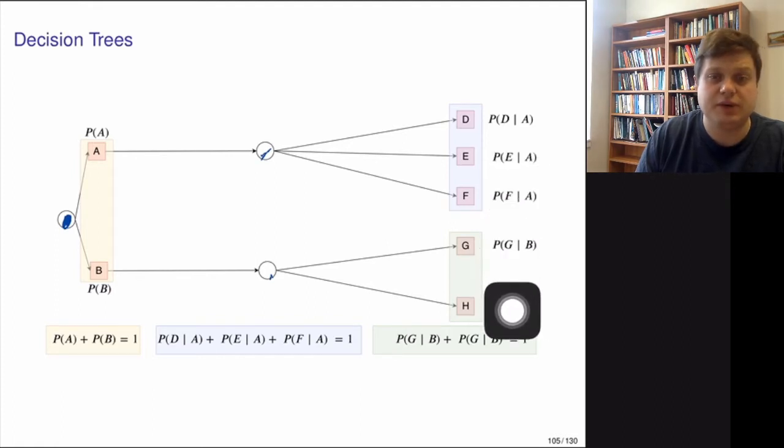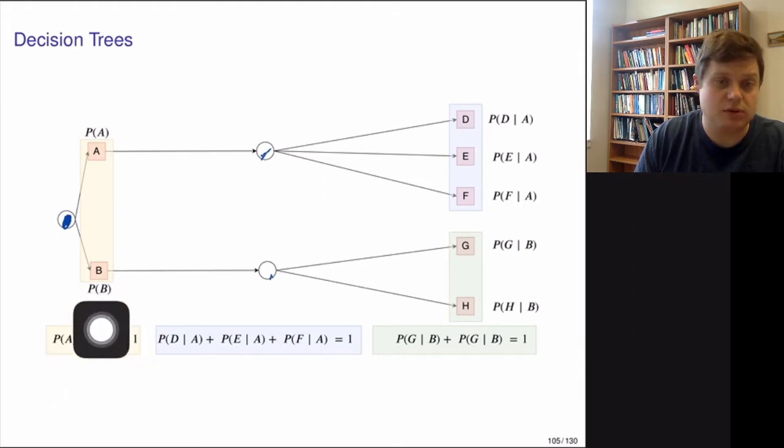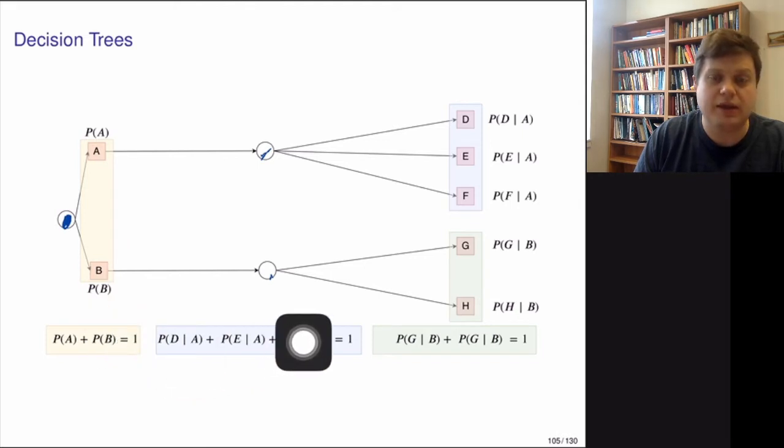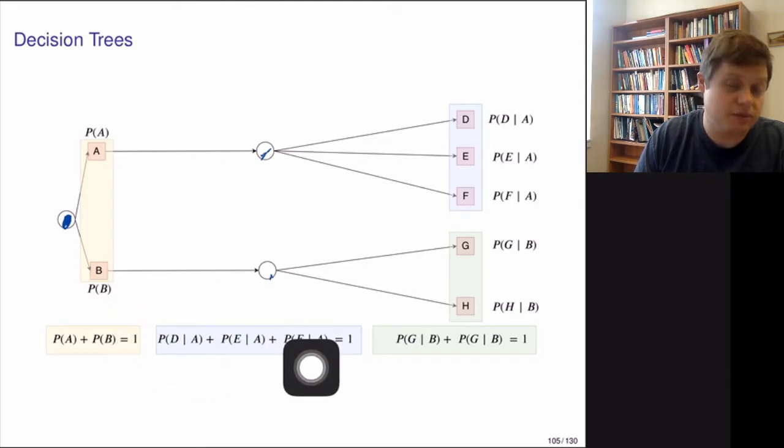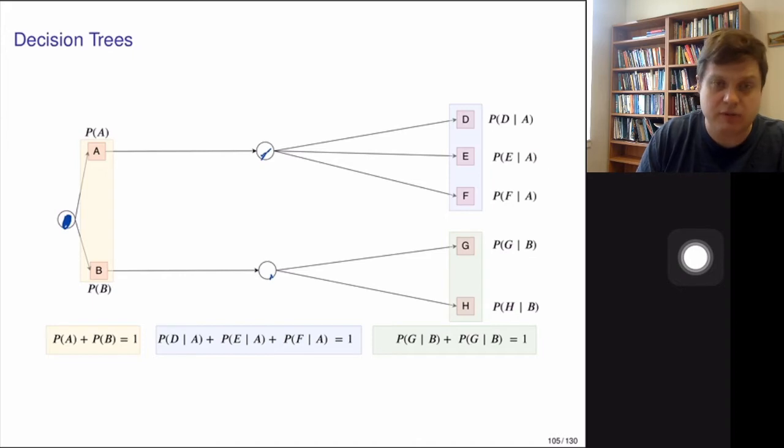The same for this branch. For the branch of if B event happens, we have two possible outcomes, outcome G and outcome H, and we need to specify conditional probabilities for those two outcomes. And of course, the probabilities of outcome A and B have to sum up to 1 because one of them has to happen. And then conditional probabilities inside each of the branches also have to sum up to 1, because if we know that they already happened, then one of those three has to happen. So the sum of those three conditional probabilities has to be equal to 1.